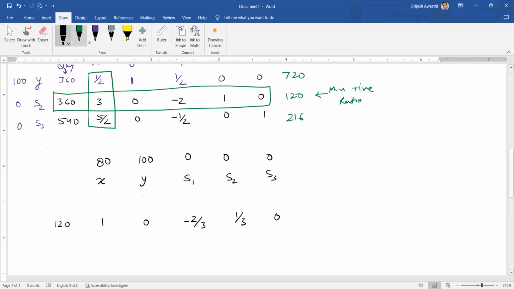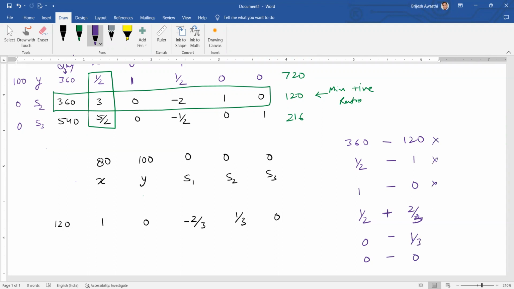Now I'm going to change the first row. What are the values of the first row? 360, 1 by 2, 1, 1 by 2, 0 and 0. Then what sign are we going to use? Minus. New key row values: 120, 1, 0, 1, 0, minus 2 by 3. Can I write it as plus 2 by 3 here? Yes. Minus minus becomes plus. And then plus 1 by 3 and 0.